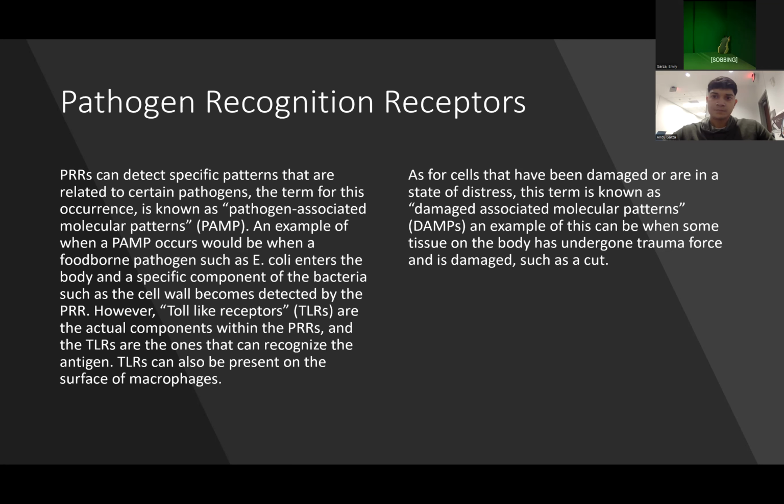As for cells that have been damaged or are in a state of distress, this term is known as damage-associated molecular patterns, or DAMPs. An example of this can be when some tissue on the body has undergone trauma and is damaged, such as a cut.